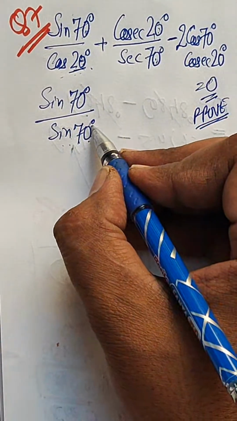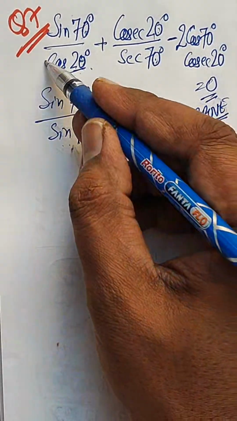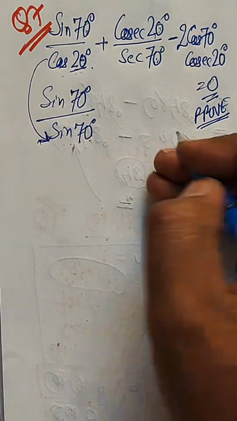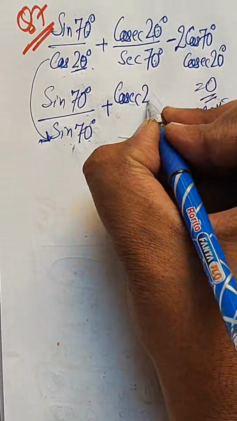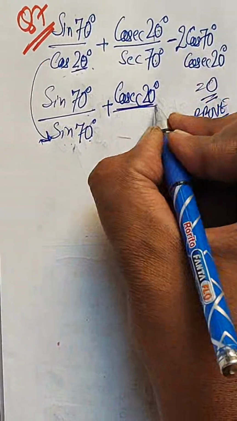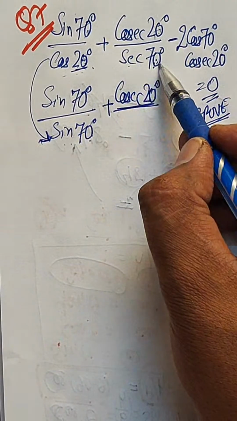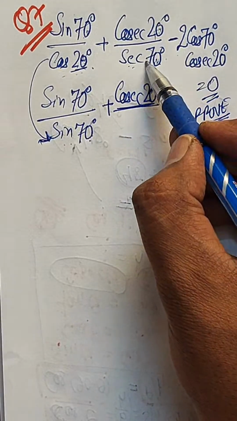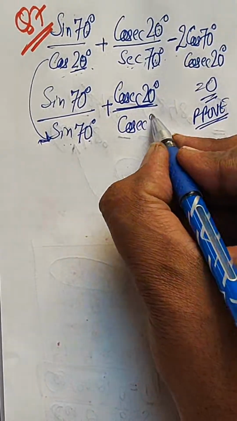Now we have done a lot of exercises, so I'm directly writing this cos 20 as sine 70, right? Now for the second one, it's cosec 20, leave it as it is, and 20 and 70 are complementary. So sec of 70 degree can be written as sec of 90 minus 20, which can be written as cosec 20. So here also the denominator is cosec 20 degree.